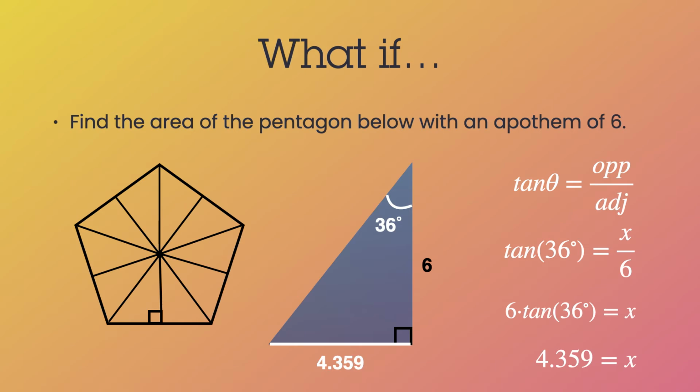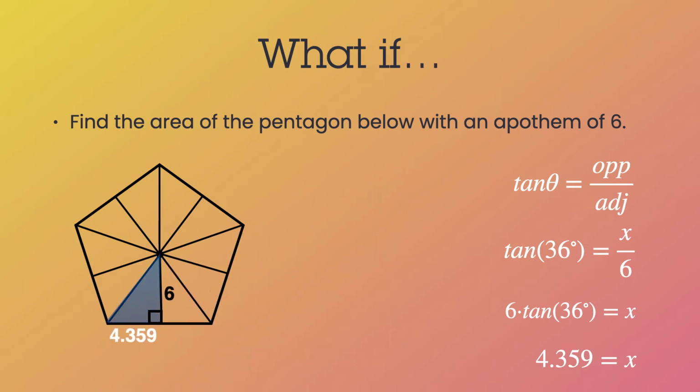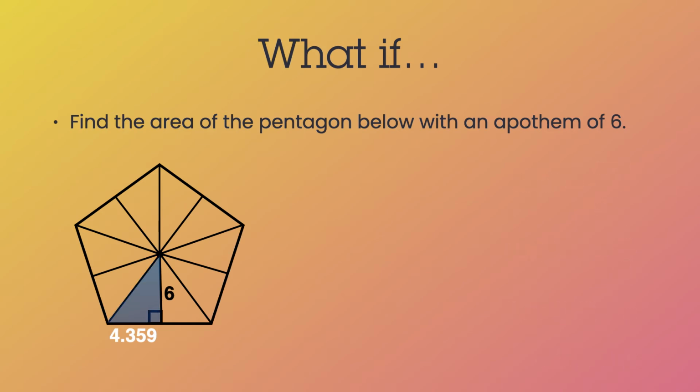But what we can do now that we have this measurement is take it back to the pentagon. So there's our 4.359. The other half of that side of the pentagon is also 4.359. So if we wanted to know the entire length of a side, we add those together and we get 8.718.